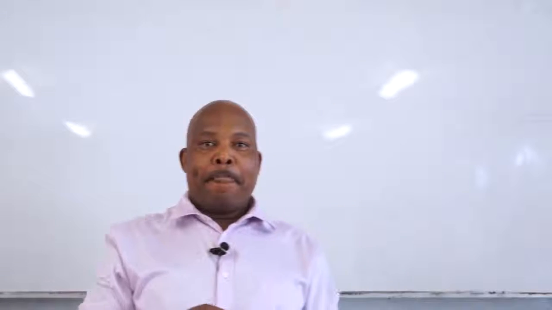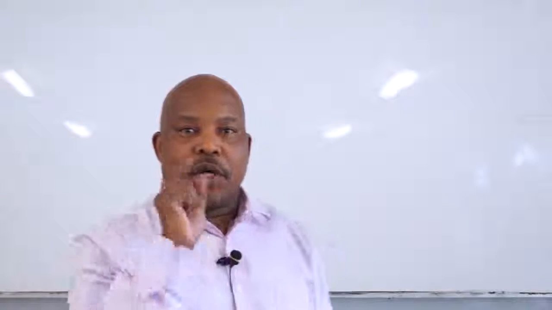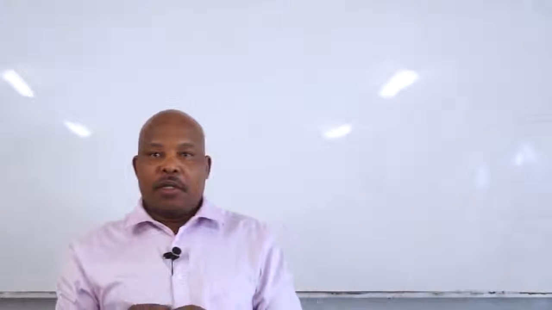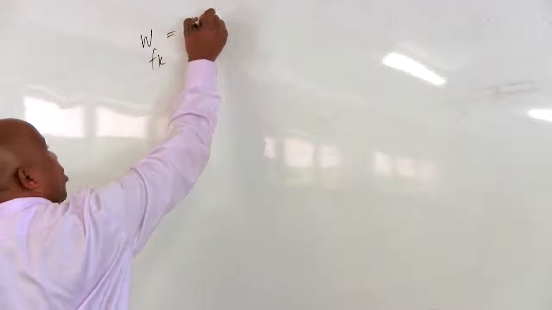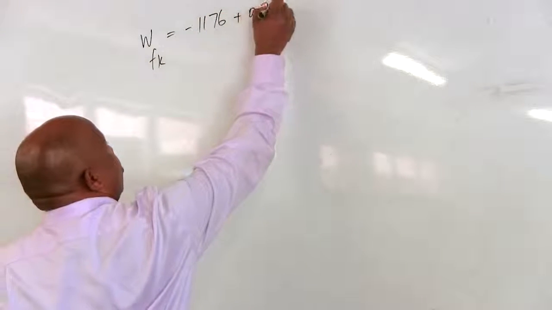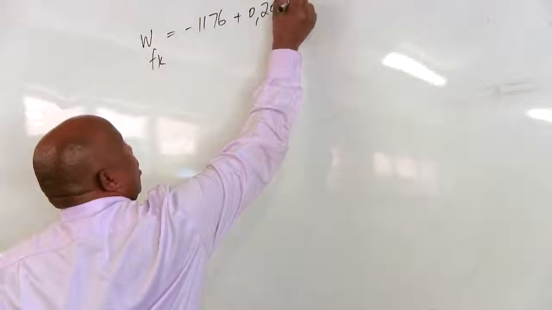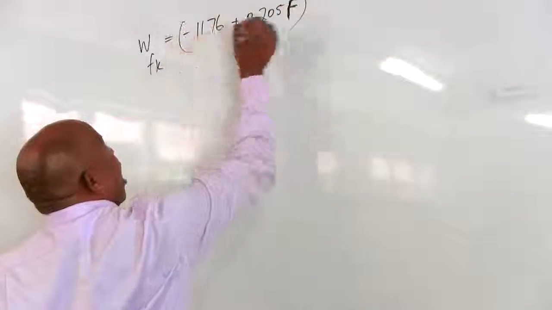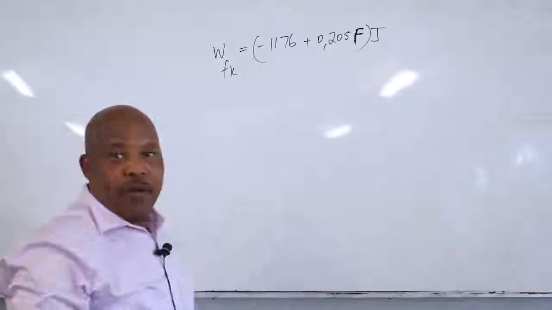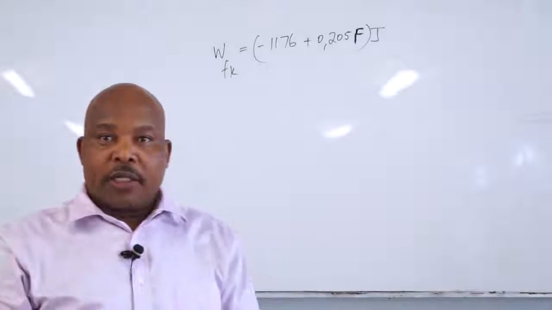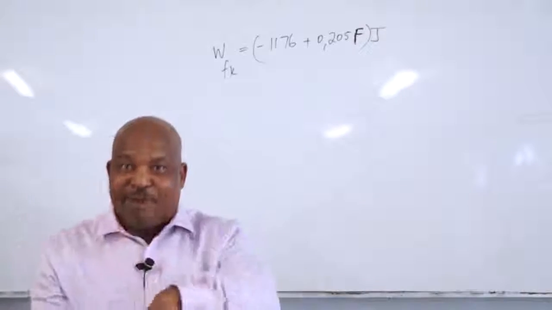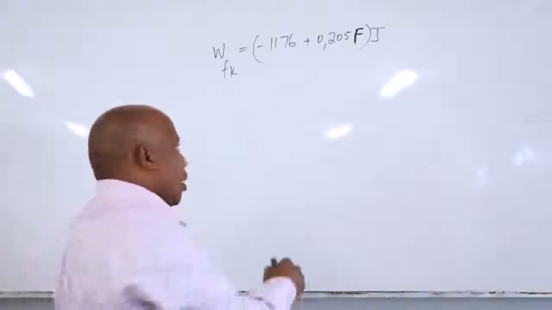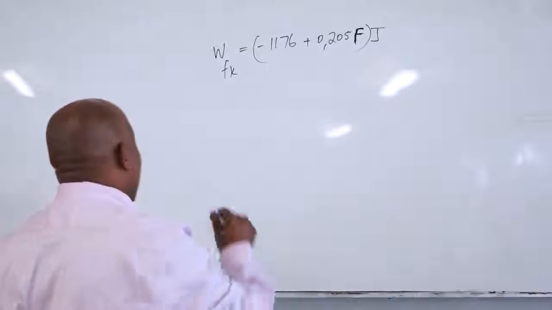Let's do number 4 now. What they want you to find in number 4 is the force, the force that was given in number 3. Remember, in number 3, you were given WFK is minus 1176 plus 0,205 F. So the F, that's the F you have to find out. So we need to find this F in number 4. But we need number 3. Even if you didn't get number 3 right, you can still use it in number 4. That is another advantage. Therefore, let's start to do the formula.